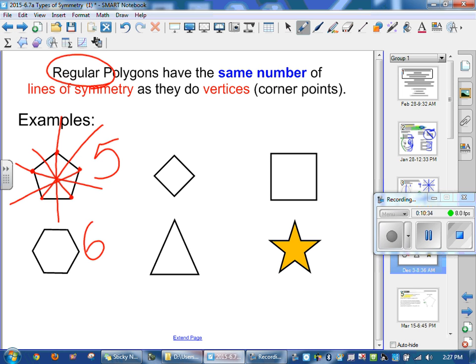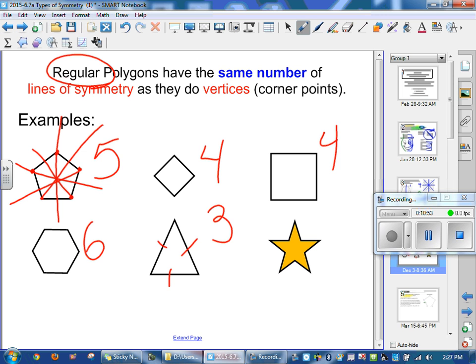This guy will have 6. How many should he have? 4. How many should the square have? 4. How many should this guy have? Well, we're going to pretend it to be equilateral. I know it's not, but we're going to pretend it is. We're going to put these ticks on to say it is. So here we have 3.